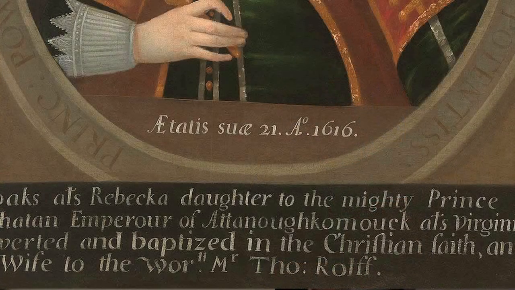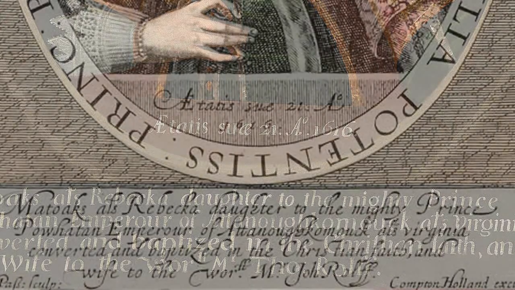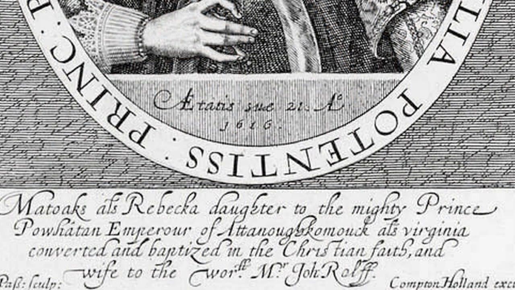The wording at the bottom says that she's married to the Honorable Mr. Thomas Rolfe, and on the engraving it says the Honorable Mr. John Rolfe. Thomas is her son, I do believe. Right, so isn't that an interesting detail?